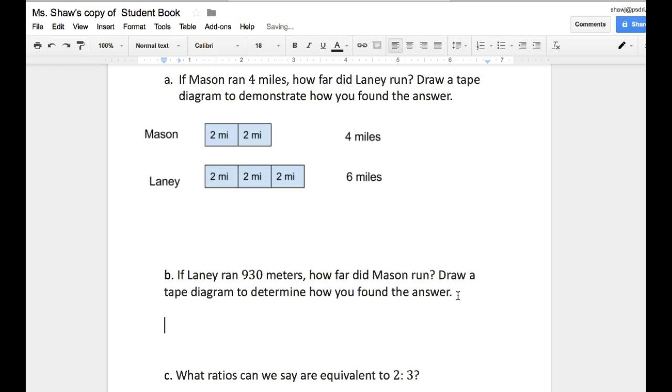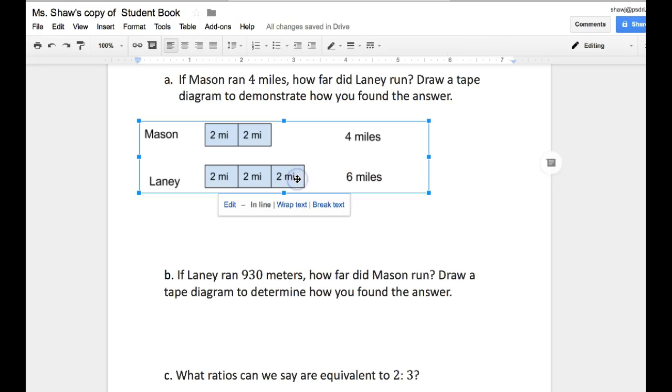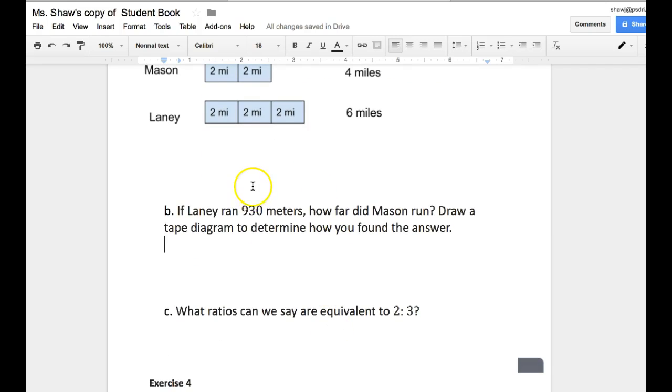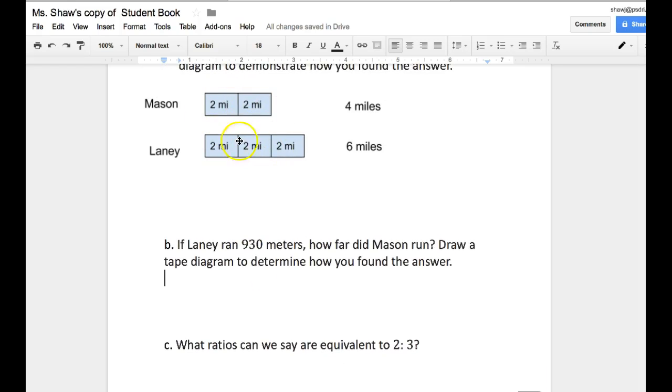So we can go back in here and draw again our 2 to 3, and this time we have to figure out if Laney ran, instead of 6 miles, 930 meters. So take a minute to try to figure this one out on your own. Do your own tape diagram, either in drawing if you're working on the document, or right on your paper, and see if you can figure out what numbers would go in here if Laney's was 930 meters. Good luck.